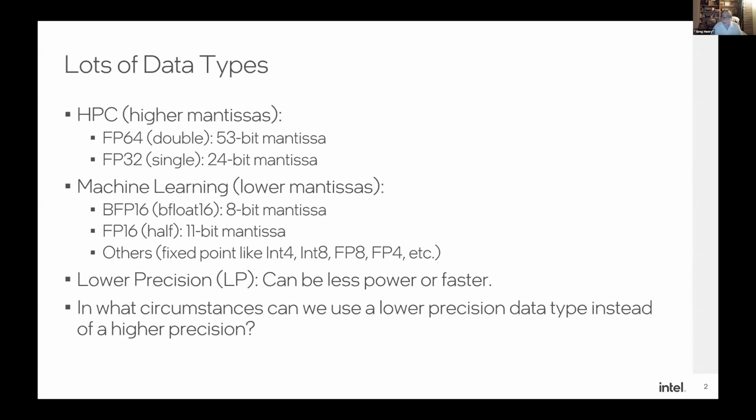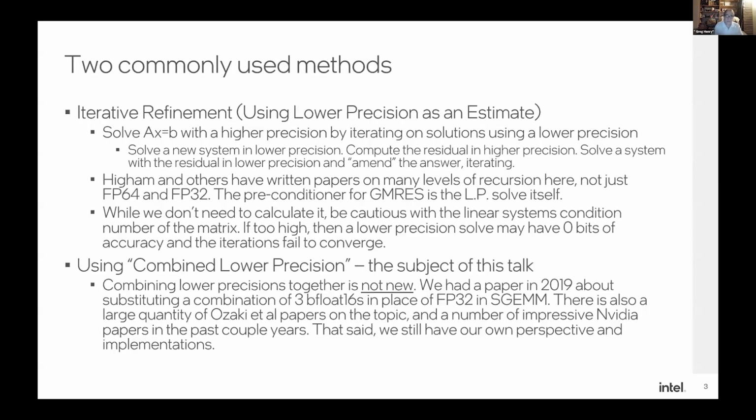And why would you want to use lower precision? Well, it's less power or it can be faster. And so the big question in this talk is, in what circumstances can we use lower precision instead of higher precision, maybe to get some acceleration in our application? And there are two most commonly used methods. There are a whole bunch of efforts and partial papers or partial results, but I'm going to at least mention these two methods. The first method is iterative refinement, and it's the idea of using linear system solves.